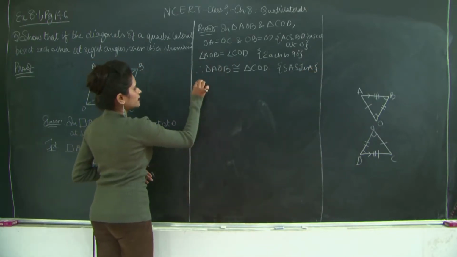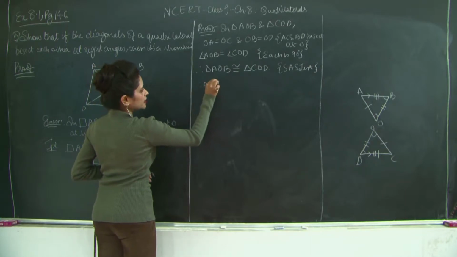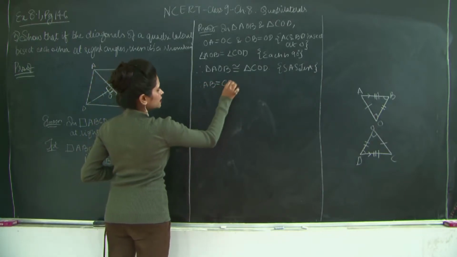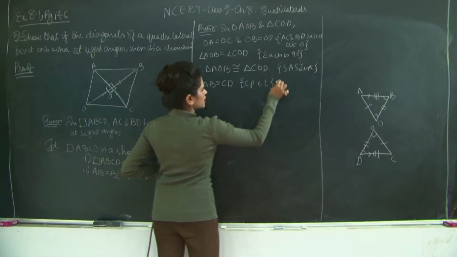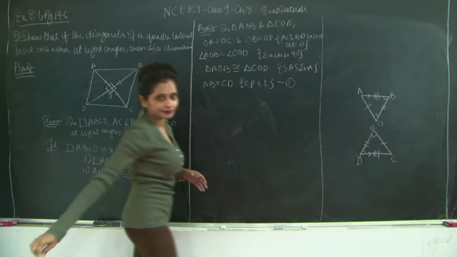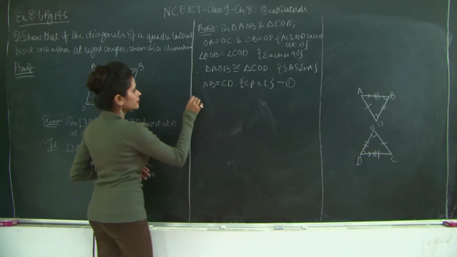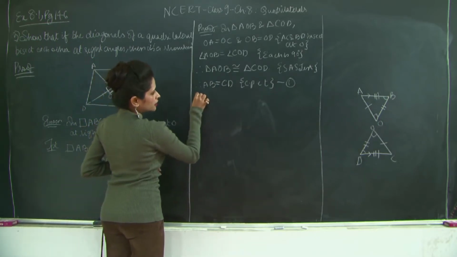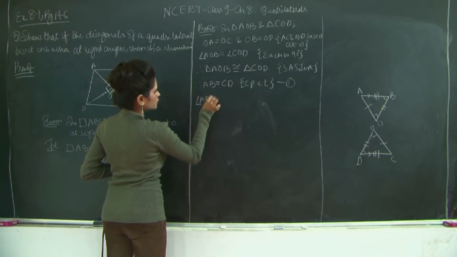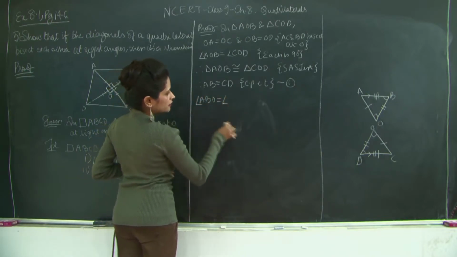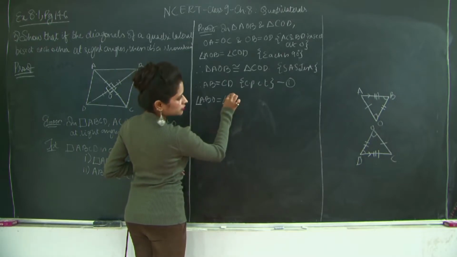Therefore, let's write, therefore, AB is equal to CD. I'll say corresponding pair of congruent triangles and I'll mark this as 1. Also, I have angle ABO is equal to angle CDO.